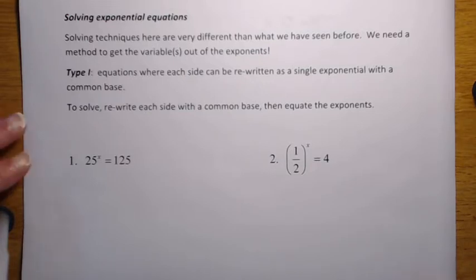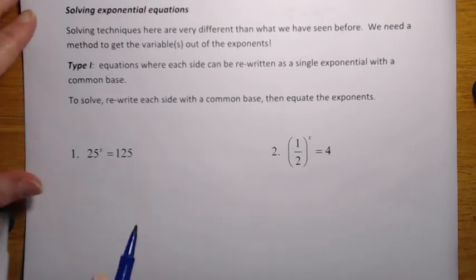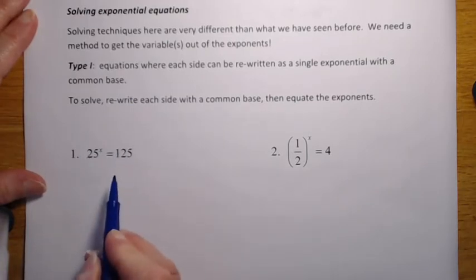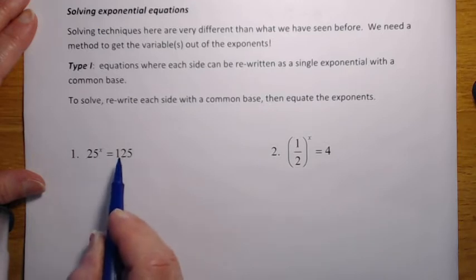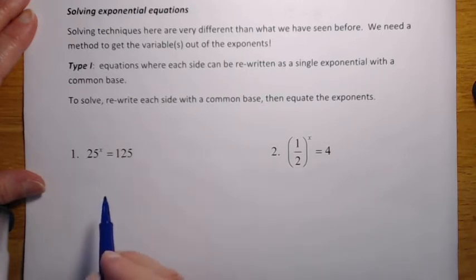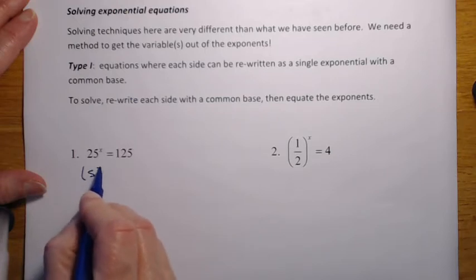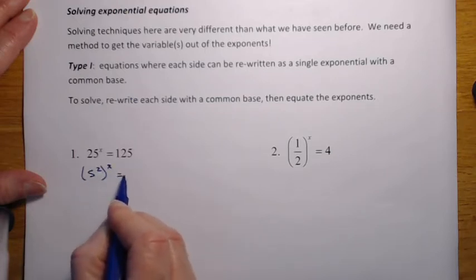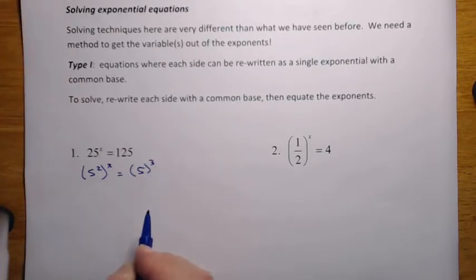Okay, so just looking at a couple of quick examples before we get to type 2. We're going to rewrite each side as a common base. So when I see 25 to the x equals 125, these both should feel right away like powers of 5. I know 25 is 5 squared, and I know 125 is 5 cubed. So I'm going to change that 25 to a 5 squared, and this is still to the power x, and I'm going to change 125 to 5 cubed.